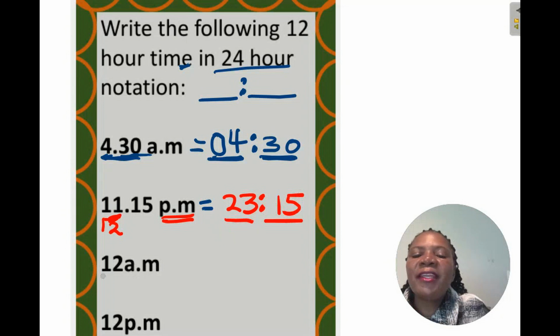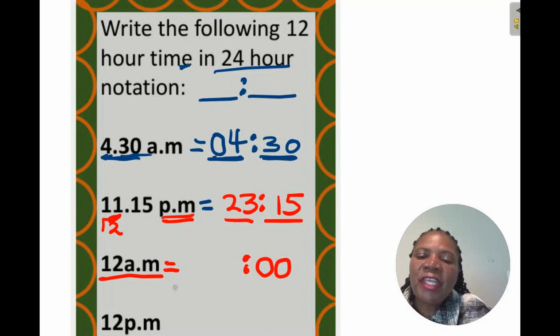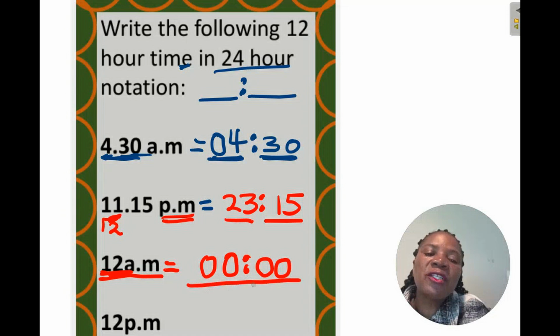Okay, then let's look at this. 12 a.m. is equal to 00 on the time of minutes, 00. Then 12 a.m., where is it? It is midnight. 12 a.m. is 12 midnight. And when we write in our 24-hour notation, it will be 00. So the time of 12 a.m. is 0000.